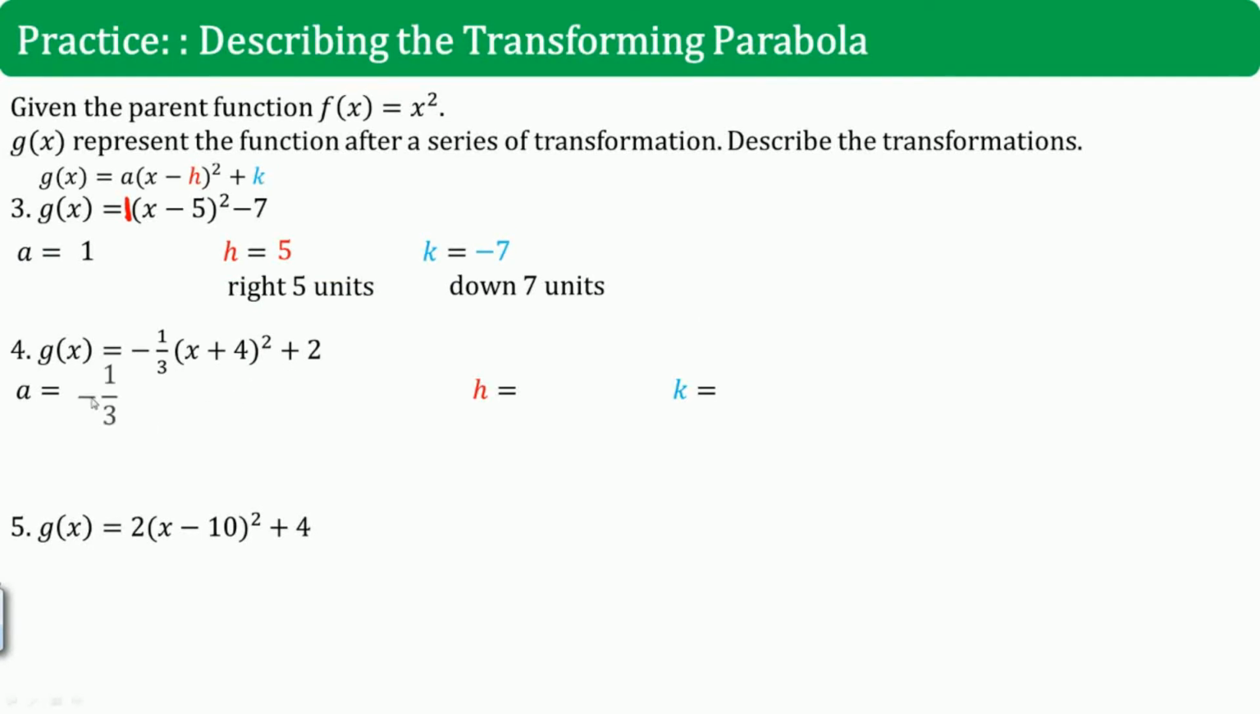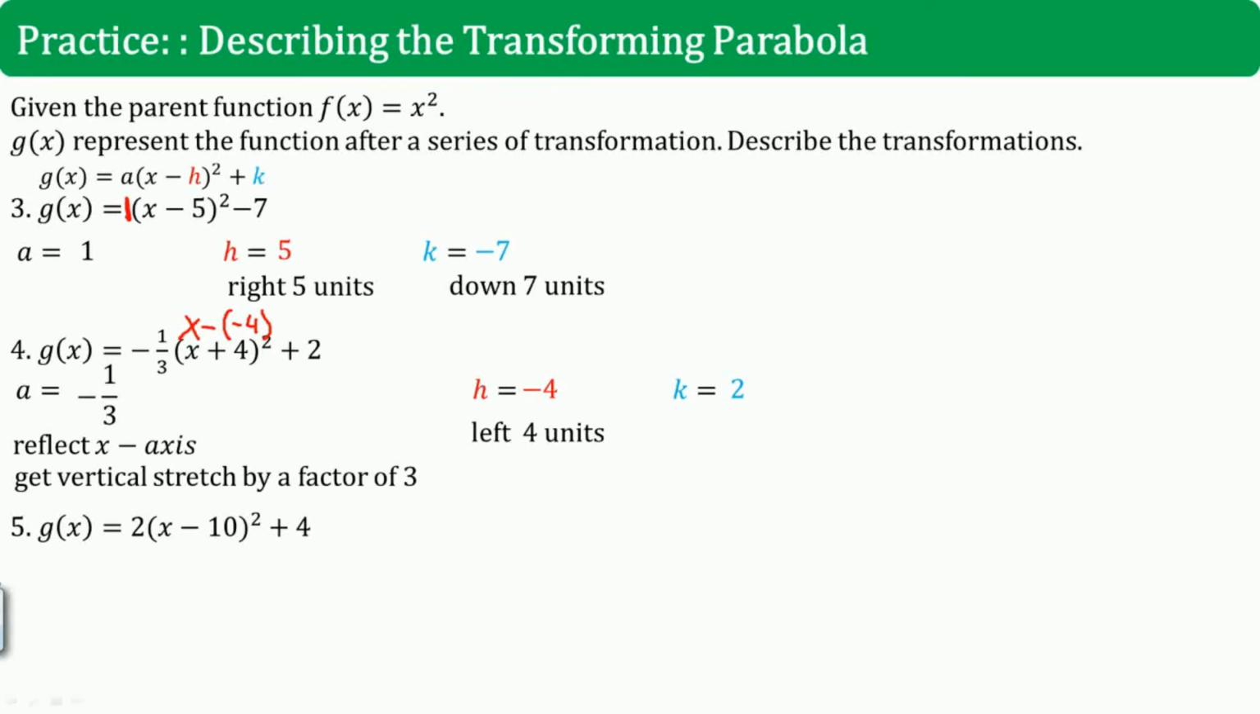Number 4. a was negative 1/3. h was actually negative 4, because remember, in vertex form, it's x minus h, so it's a negative 4. And my k is 2. a equals negative 1/3: the negative means it reflects over the x-axis. The 1/3 means it's a vertical stretch by a factor of 3, because it's a fraction between 1 and 0. The h of negative 4 means 4 units left. And the k value of 2 means it's going up 2.